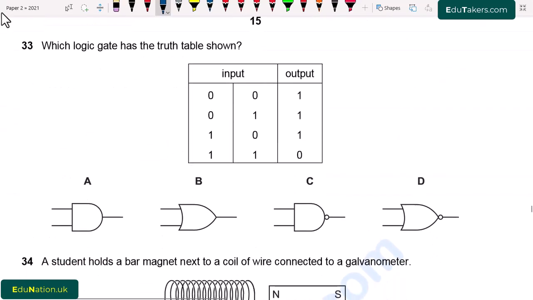Question number 33. Which logic gate has the truth table shown? Here are two inputs and a single output. The truth table is shown. When inputs are low, output is high, which is equal to 1. When the inputs are different, like 0, 1 or 1, 0, output is again high. And when both of the inputs are high, the output is low. So this truth table is actually for the NAND gate.